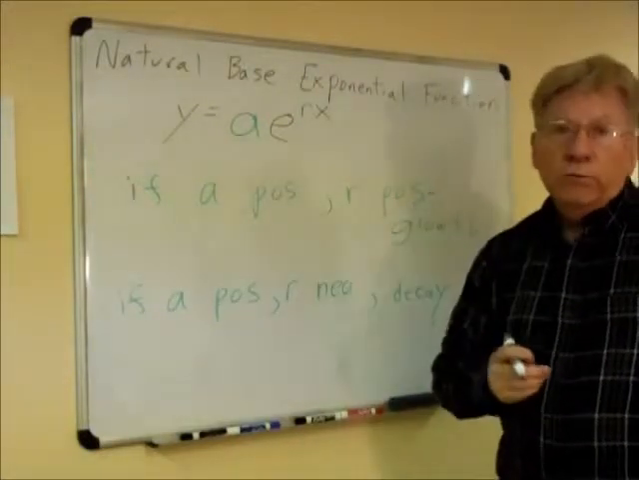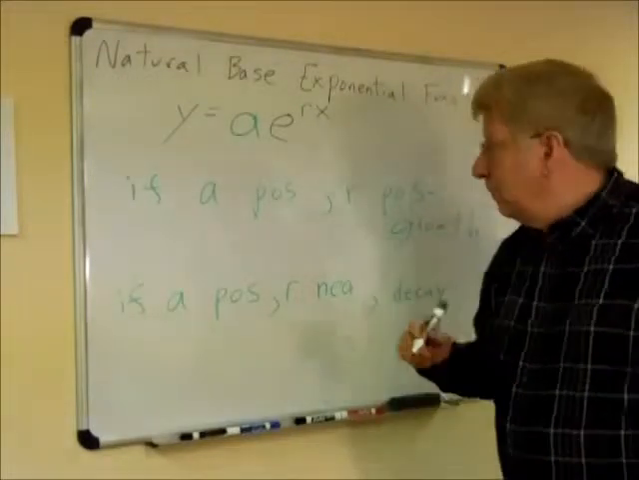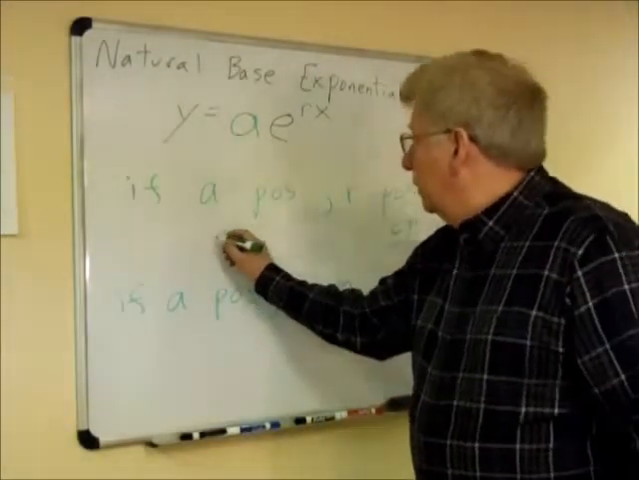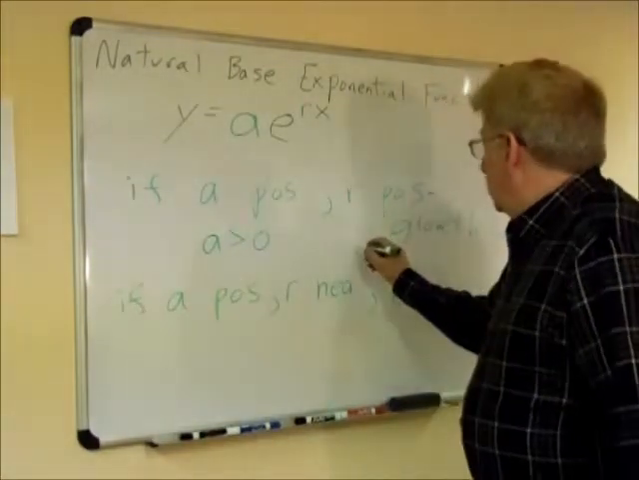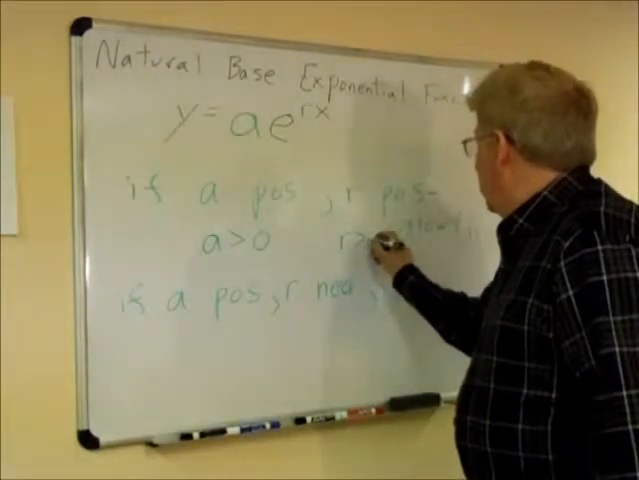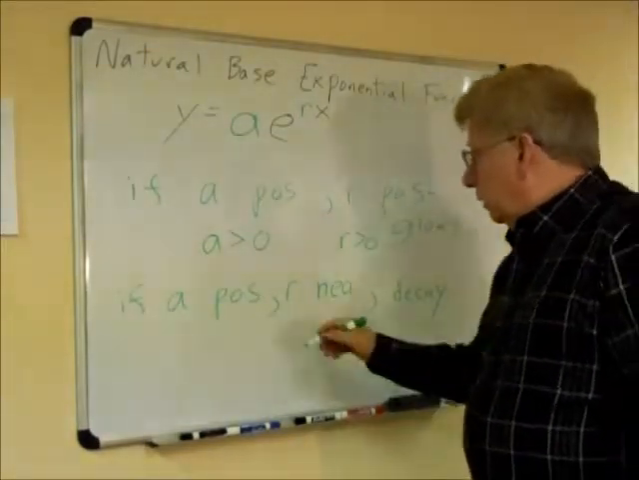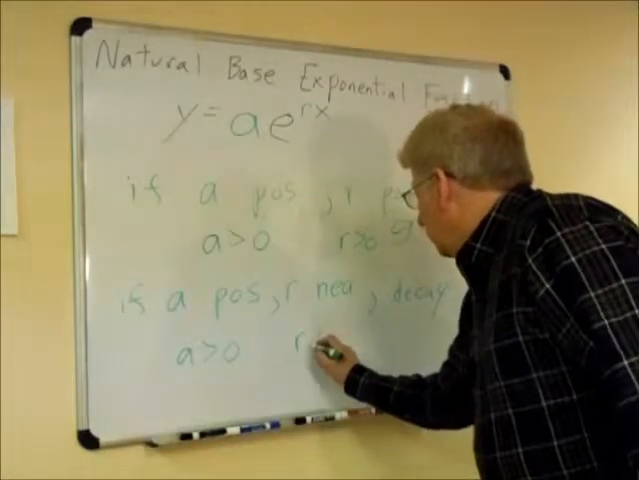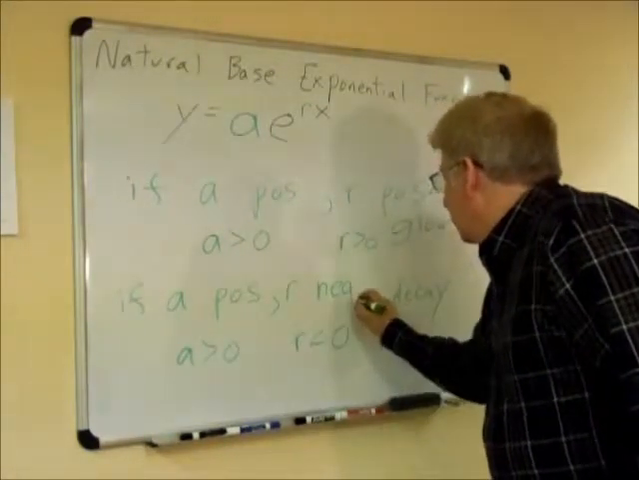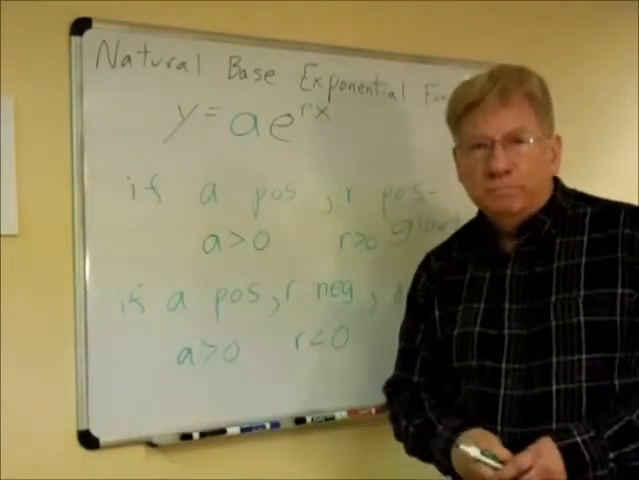So here we have the natural base exponential function model. Another way to say this would be, a is greater than 0 and r is greater than 0. So a is positive, r is positive. Here we can say a is greater than 0, and if r were less than 0, obviously r is negative, a is positive.